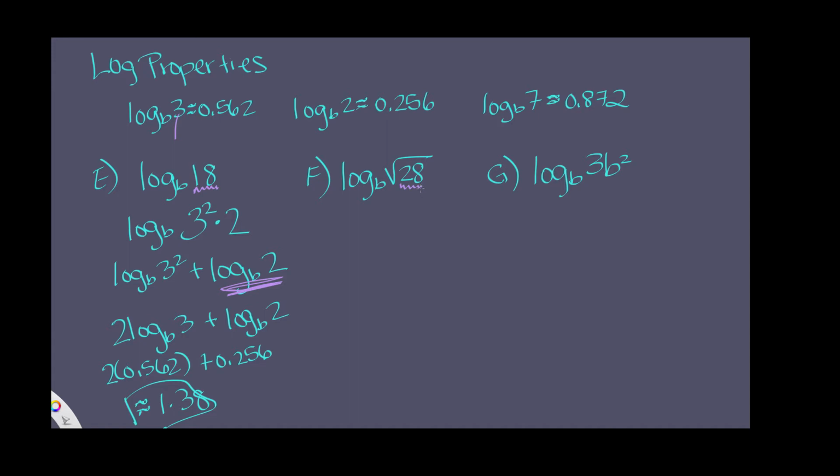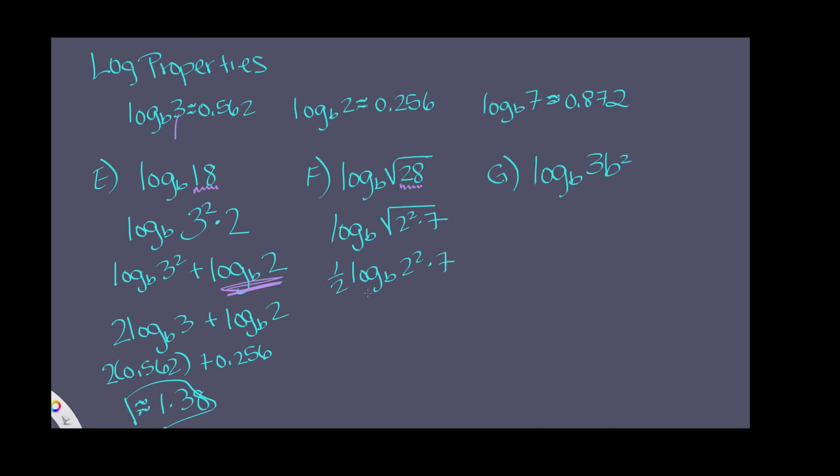So we want to think, how can we write 28 with some combination of 3, 2, and 7? And I think you all know that 4 times 7 is 28. So I could rewrite 4 as 2 squared. So I can rewrite this problem as log base b of the square root of 2 squared times 7. And now again, use my properties. This square root is going to come out front as a half. Log base b of 2 squared times 7.